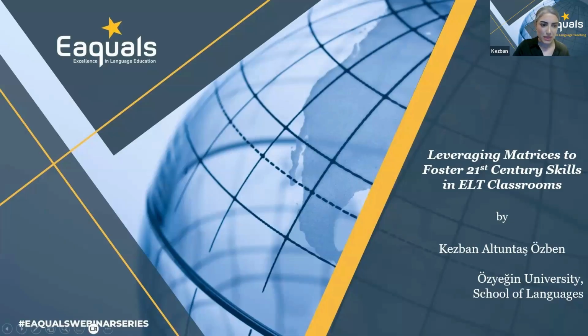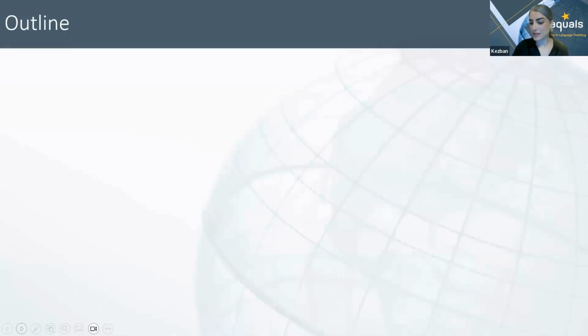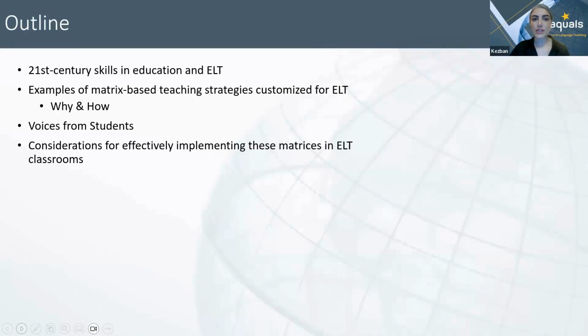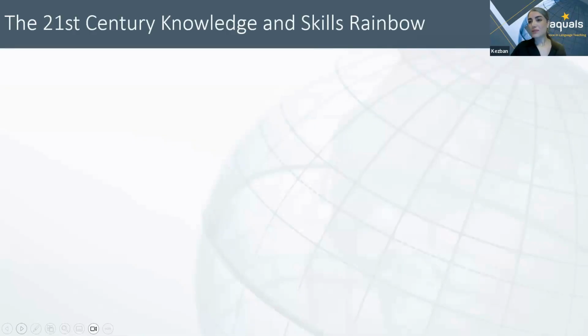To get started, I would like to share my outline. We will have a look at 21st century skills in education and ELT, and examples of matrix-based teaching strategies customized for ELT classrooms, the whys and hows of using matrices. And I would like to share voices from students from my practice with classes, and considerations for effectively implementing these matrices. And why are we talking about 21st century skills today?